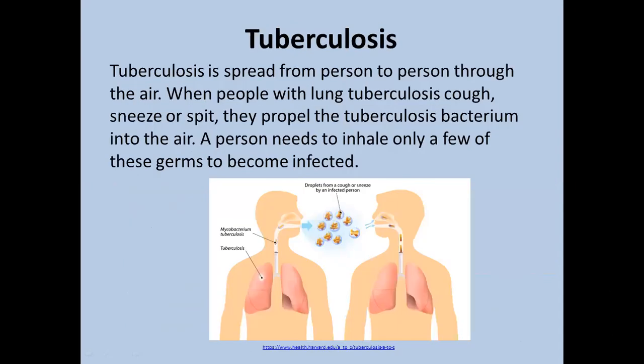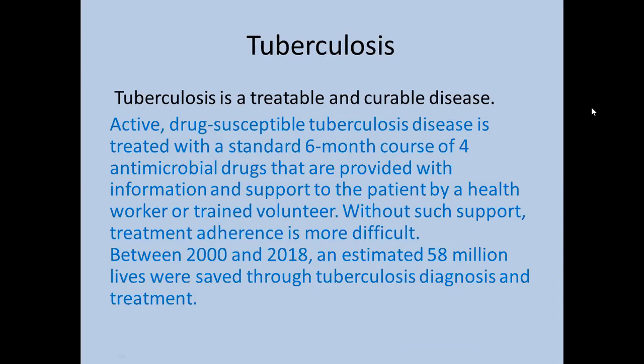And tuberculosis is spread from person to person through the air. When a person with lung tuberculosis coughs, or sneezes, or spits, or talks, and has droplets of mucus or saliva going out together with the speaking, then they propel the tuberculosis bacterium into the air. And a person who's uninfected only needs to inhale a few of these bacterial droplets to become infected. All right. So tuberculosis is a treatable and curable disease.